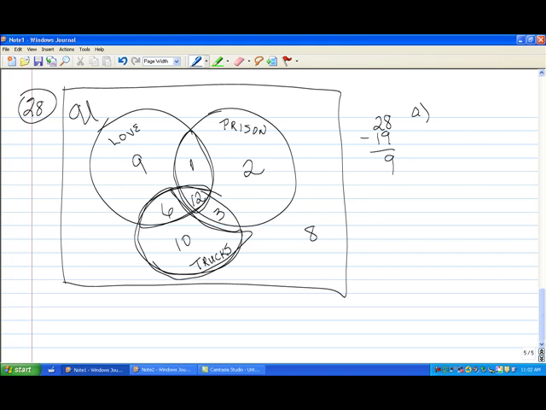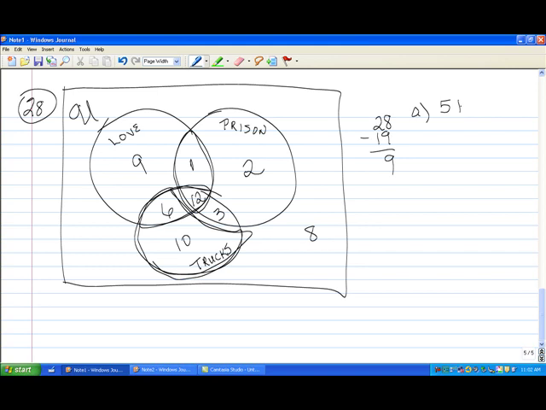A, how many songs were surveyed? So I need to add up all these numbers in. Let's see, 9 plus 1 is 10, 2 plus 8 is 10, so that's 20, 30, 42 plus 9, I'm getting 51. You may want to check my arithmetic on that.